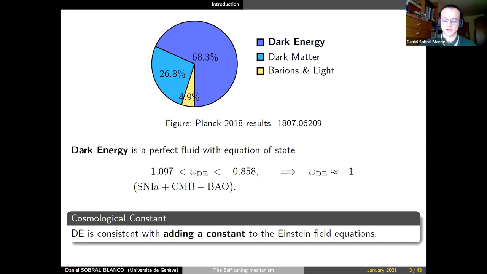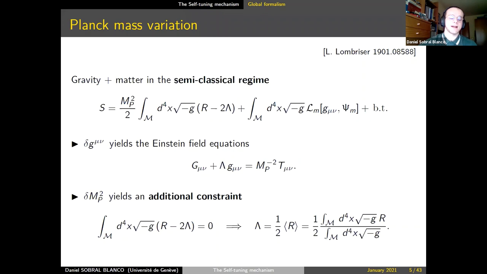So the self-tuning mechanism starts with taking the action for gravity and matter in the semi-classical regime, where we treat the matter fields quantum mechanically, using the standard quantum field theory, and we stay at the classical level in the theory of gravity using the standard Einstein-Hilbert action.